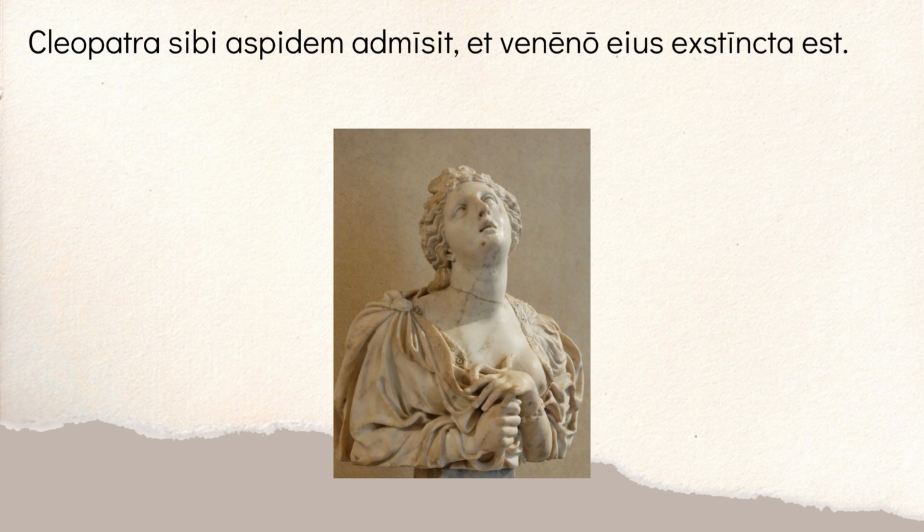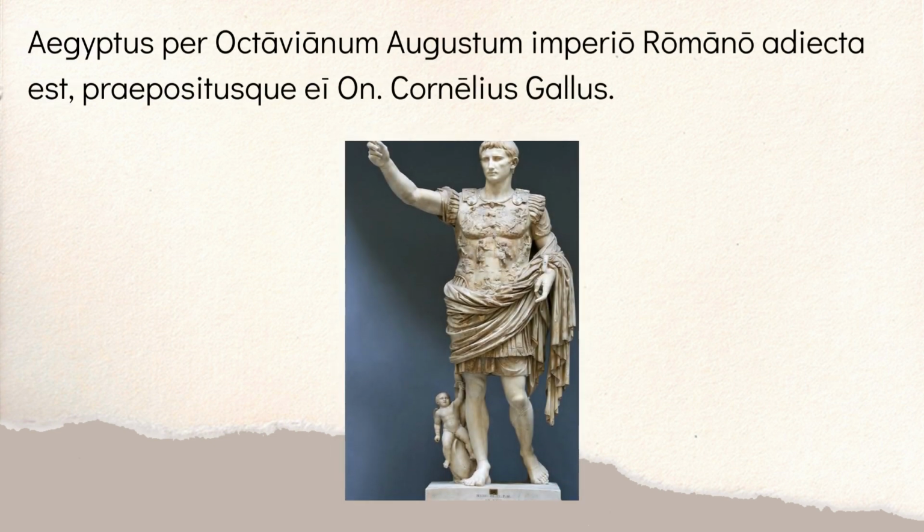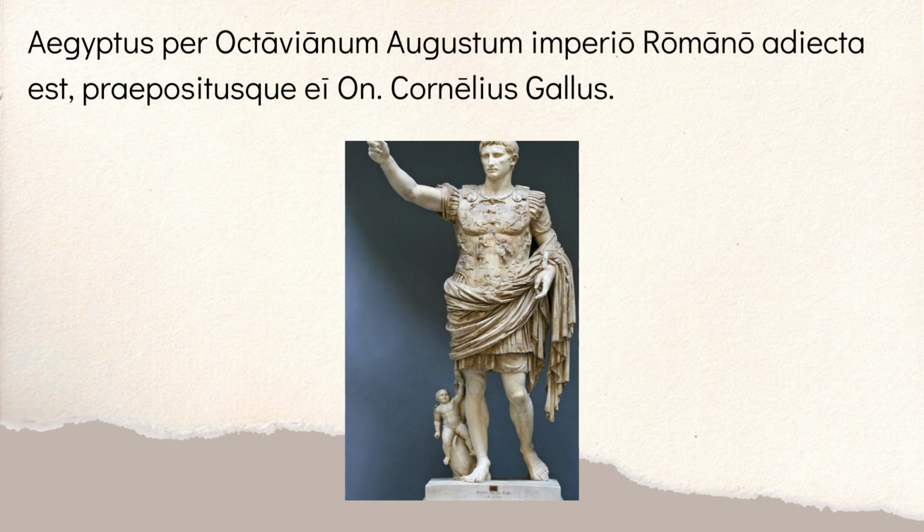Okay. So you might have seen that before. That's the sort of famous ending of Antony and Cleopatra. And again, I'd encourage you to go look this up if you've never heard this story before. Then you have Egypt, adjecta est. It was added to the Imperio Romano, to the Roman Empire by Octavian Augustus, right, or through Octavian Augustus.